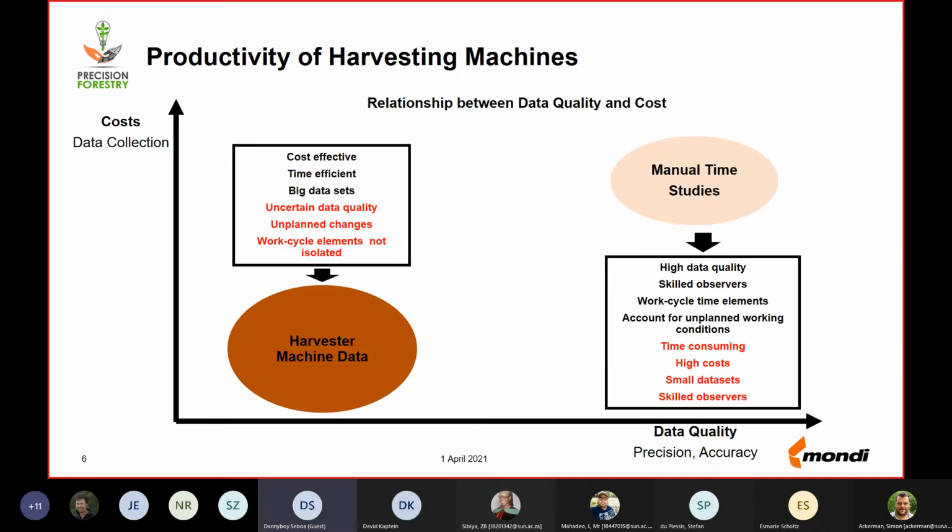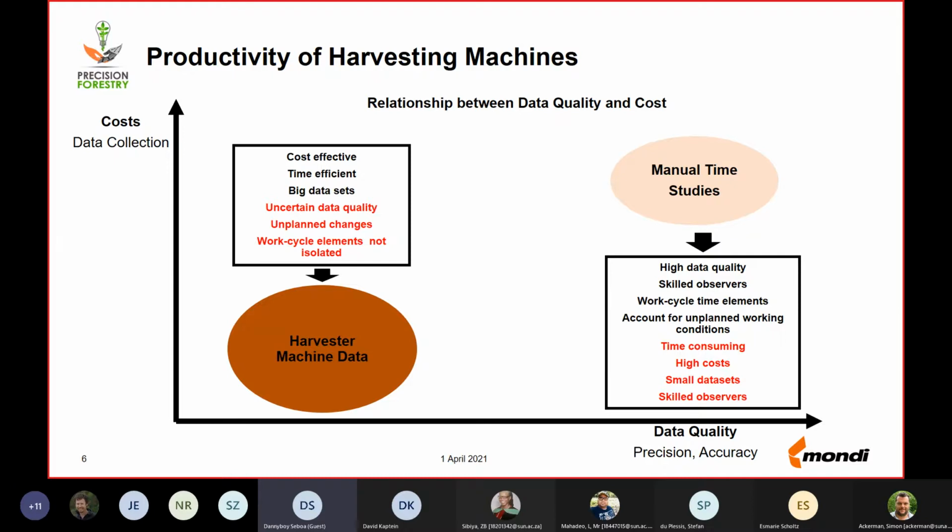If you look at the advantages of using harvesting machine data, it's cost effective, it's time efficient, and you get big data sets. However, there's uncertainty in terms of its data quality, and unplanned changes in working conditions cannot be seen. One other thing is that the work cycle time elements cannot be isolated, meaning you cannot isolate your felling, your processing, and your debarking times.